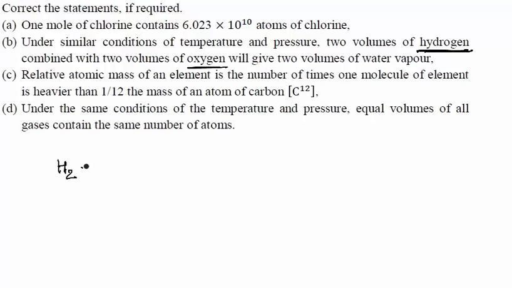So again you are here with O2, and that is giving you water vapor, H2O. So basically this is a question of stoichiometry. When we are dealing with a question of stoichiometry, the first and foremost thing you have to do is write the chemical reaction and then balance it.